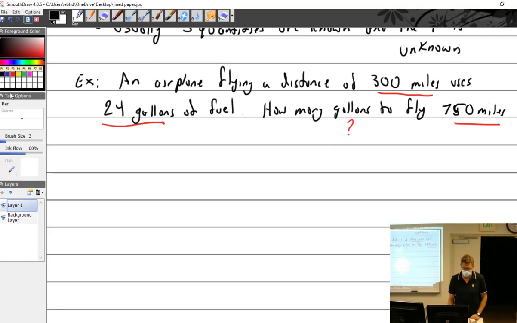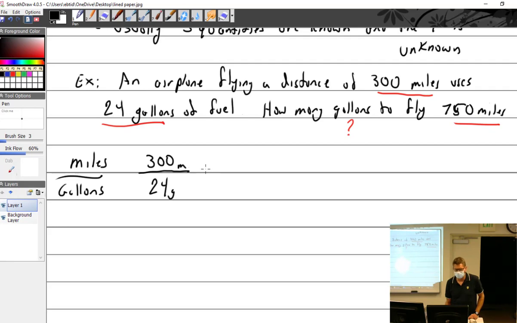Well, first thing you have to do is figure out how you want to do that. So what is my ratio? Well, it's miles to gallons. Once I know that, then I can set it up over here. I'm going to put miles over gallons. So I know 300 miles uses 24 gallons, and that is equal to, because we're going to do the same on the other side, 750 miles over X gallons. So I'm just going to solve for X.